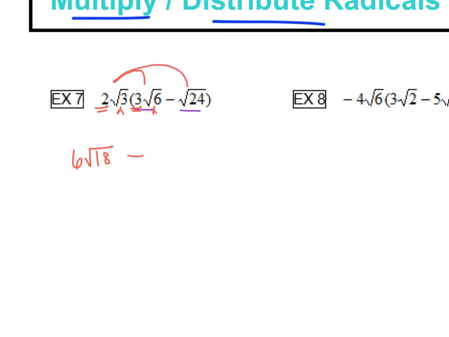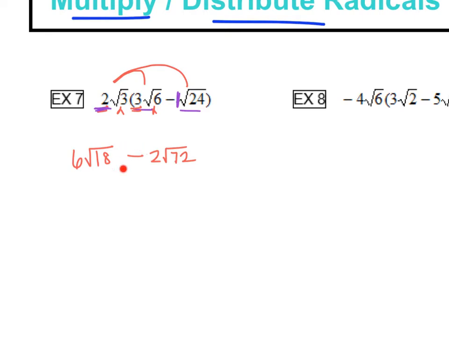Minus, now we're going to multiply to this radical. Well, we've got this 2 out front, but you can think about there being a 1 out front. 2 times 1 is 2, and then you multiply the radicals, square root of 3 times the square root of 24, is the square root of 72. Alright, so this would be a great answer.